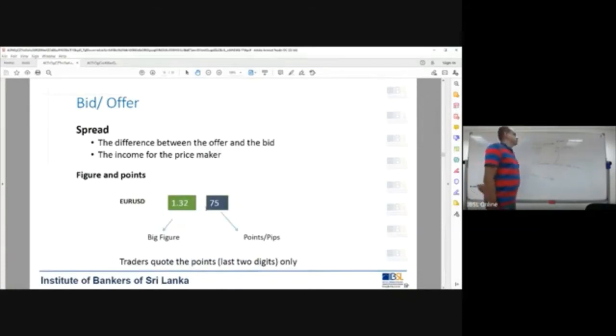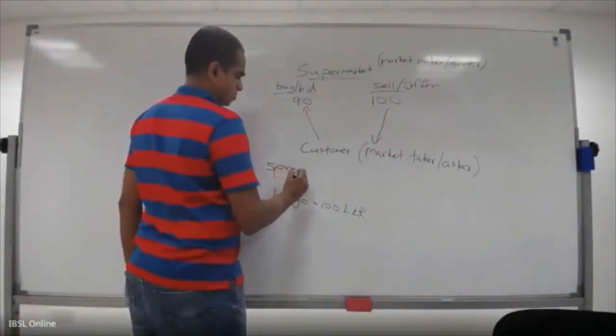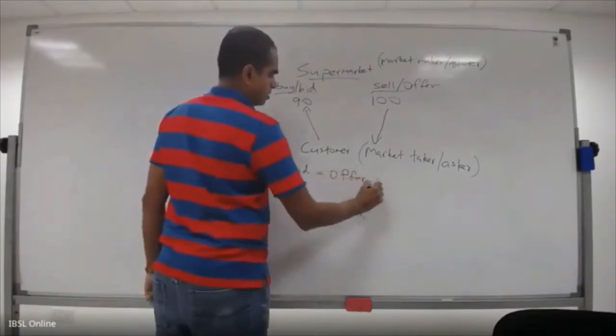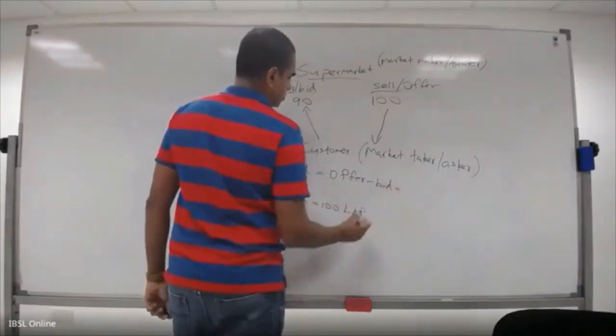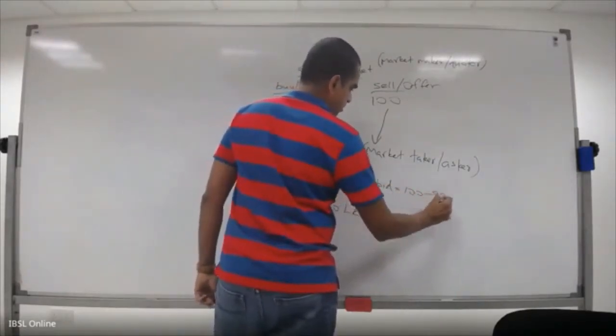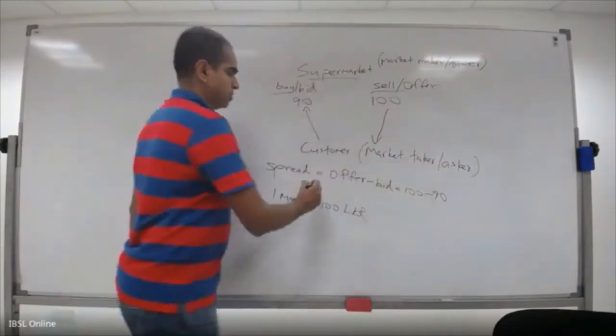Then the spread. Right? Spread means the difference between bid and offer. It's the offer minus the bid. Okay. In this case, it's 100 minus 90. So the spread in this case is 10.